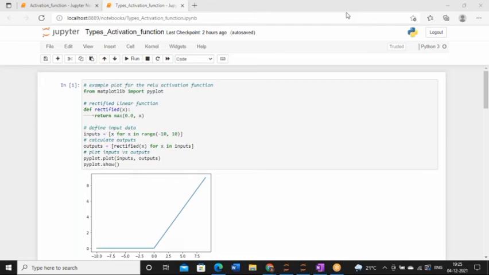Ma'am, in some places ReLU function is used, and in other places I have seen something called the Leaky ReLU function. Leaky ReLU function is another variation. You can ask me one question, that is, what is the difference between leaky ReLU and ReLU?